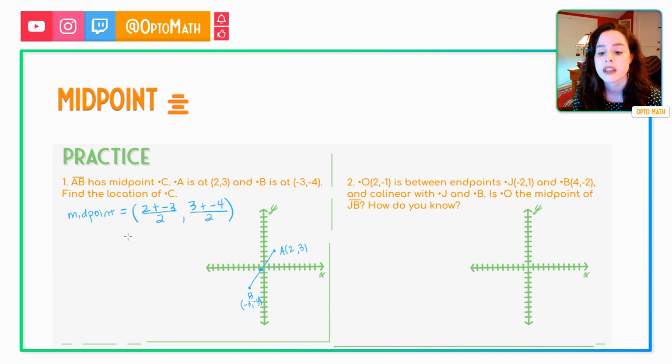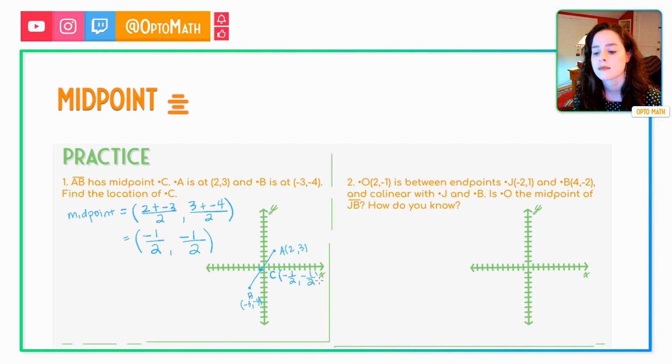Okay, so let's simplify this. 2 plus a negative 3 is negative 1, and we're dividing by 2, so negative 1/2 is our new x value. 3 plus negative 4 is a negative 1, and dividing by 2. So it's actually really cool because they match. And that's just a coincidence. But it's negative 1/2 and negative 1/2. And we plotted it pretty well. That was a pretty good eyeball. So that's going to be point C, and that's negative 1/2, negative 1/2.